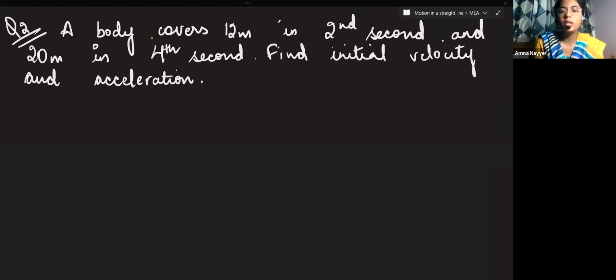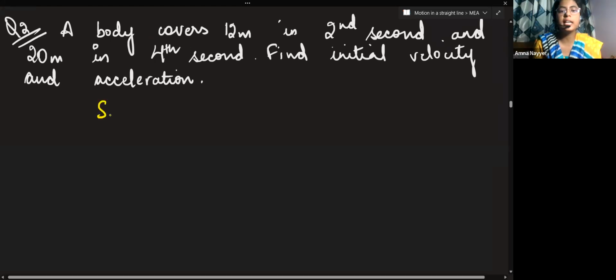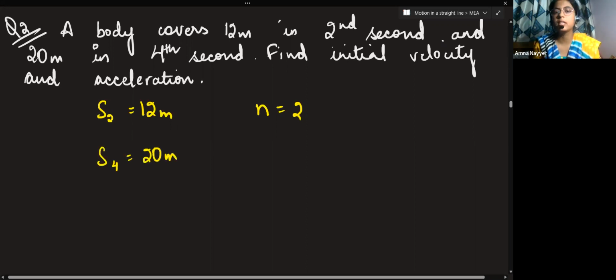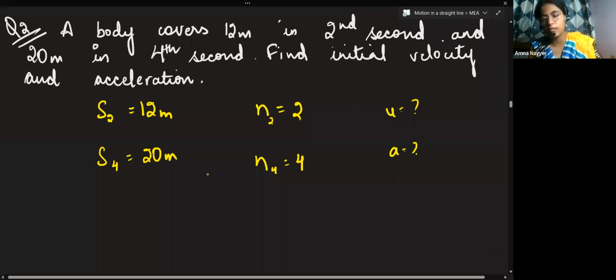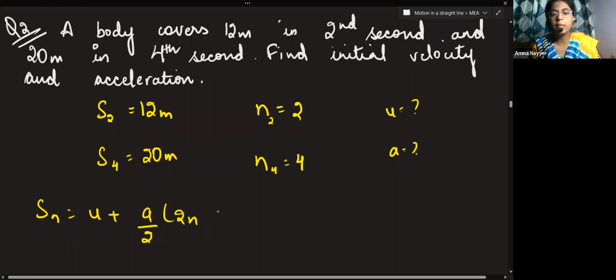See, the displacement for the second second is given to you as 12 meters. N here is 2. Similarly, displacement for the fourth second is given to you as 20 meters, and n's value is 4. Let's say this is S2 and this is S4. So two equations will be there, with two variables. You don't know the initial velocity, you have to find it out. You don't know the acceleration, you have to find it out. What was the equation? Sn is equal to u plus a by 2 into 2n minus 1.